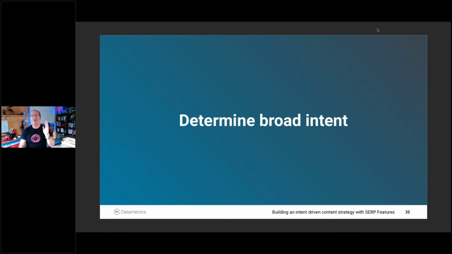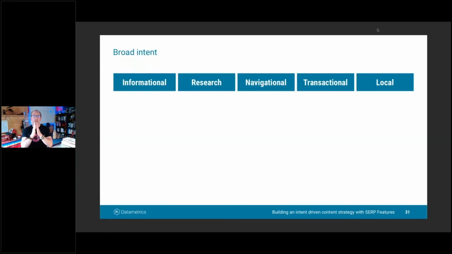Now, I mentioned Andre Broder came up with 3 categories of intent. That was informational, navigational, and transactional. I've actually added 2 more categories. I've added research and I've added local. So we've got 5 streams of intent. Now, these are going to become really important over the next few minutes.